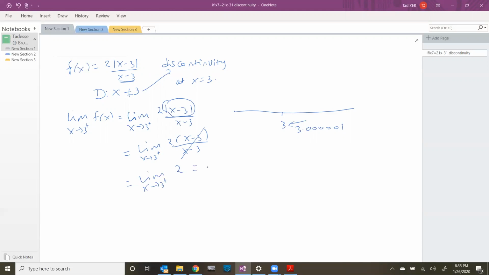Limit of a constant is the constant itself. So the limit of 2 as x approaches 3 from the right is independent of x. That's why the limit of a constant is the constant itself. Very good. So the right hand limit exists, which is 2.